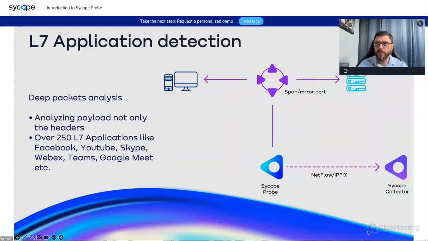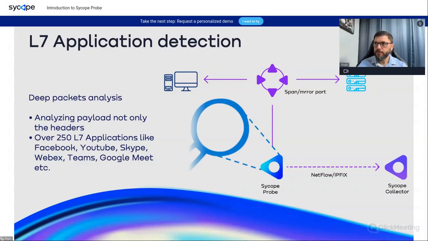How can we do it? Thanks to the payload analysis, our probe receives a copy of the full communication. We see every single packet of the communication, so we can analyze the payload, because it's a dedicated solution to analyze the packets, and we can detect the real application in the networks.